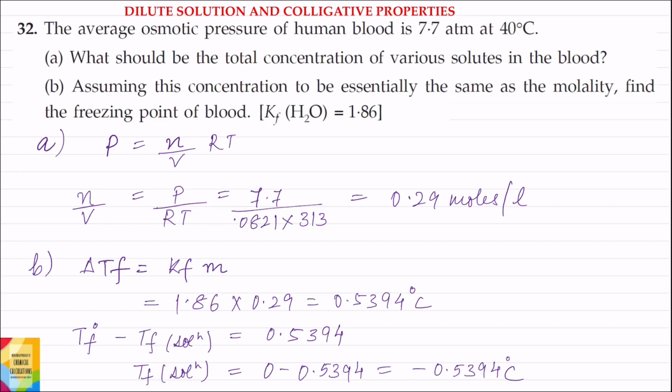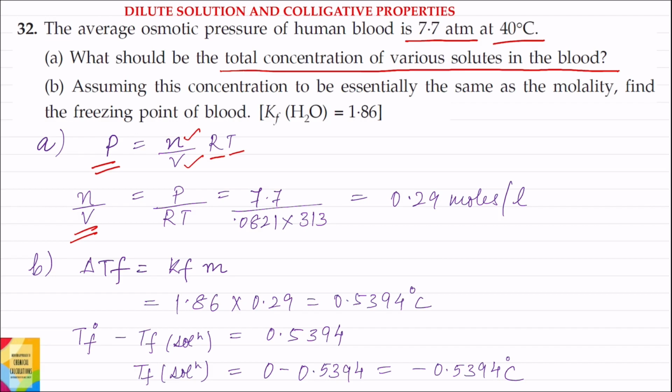Average osmotic pressure of human blood is given as 7.7 atmosphere at 40 degree centigrade. We have to find out the total concentration of various solutes in the blood. Now how will we find out concentration? Concentration will be moles per liter, means we have to find out molarity of the solution. Osmotic pressure is equal to n divided by V into R into T. Here n is the number of moles and V is the volume of solution in liters. So n divided by V is concentration in moles per liter, which is also known as molarity. n by V is equal to P divided by RT.